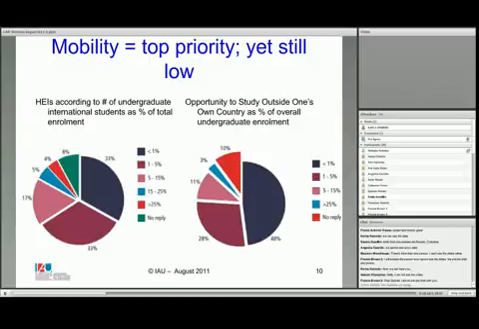We noticed that most of the time when one speaks about internationalization, academic mobility and student mobility is one of the most important priority activities. And so we also wanted to ask the institutions to tell us how mobile their students were. Here you can see we asked the institutions to identify what percentage of the total undergraduate enrollment was represented by international students. So on your left-hand side, the first part, you can see the HEIs according to the number of undergraduate international students as a percentage of the total enrollment.